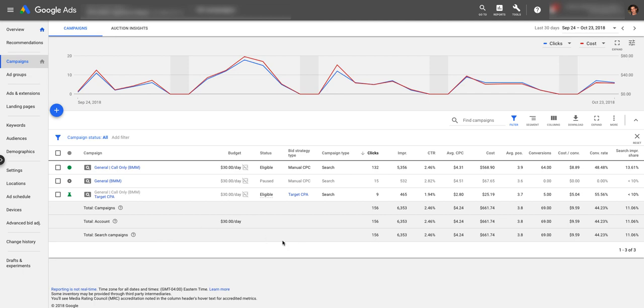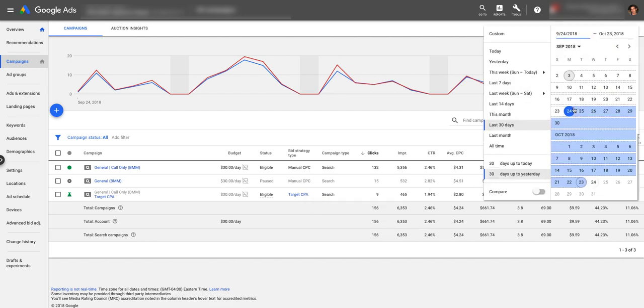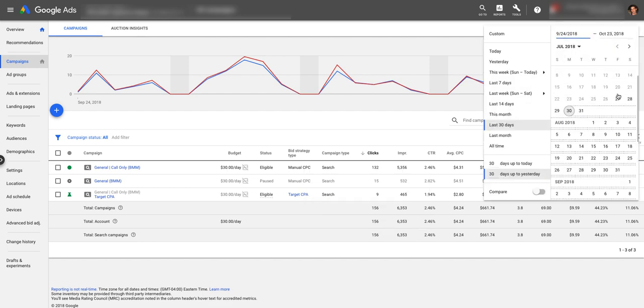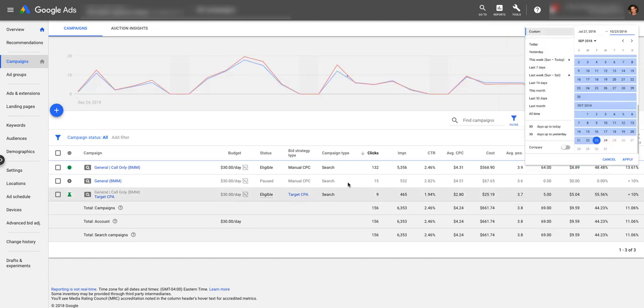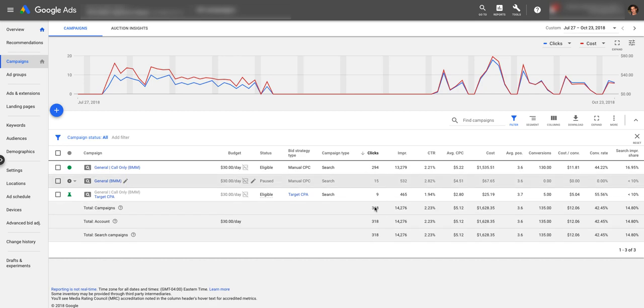Alrighty, so looking at this account, this is an account we just launched a little bit more than a month ago. It hasn't been on consistently. We had about a few weeks pause, but basically this is a local service business campaign. You can see it's not spending a ton of money right now. So you can see we've got a few hundred clicks here, about 156 clicks in the last 30 days. If I go back a little bit further in time to when this account launched, we'll have a little bit more data. And we'll have about 300 clicks, right?